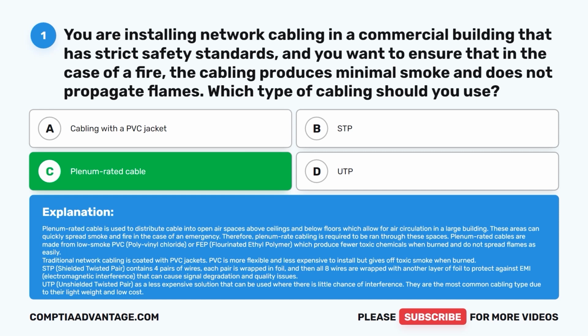Traditional network cabling is coated with PVC jackets. PVC is more flexible and less expensive to install, but gives off toxic smoke when burned. STP, shielded twisted pair, contains 4 pairs of wires. Each pair is wrapped in foil, and then all 8 wires are wrapped with another layer of foil to protect against EMI, electromagnetic interference, that can cause signal degradation and quality issues. UTP, unshielded twisted pair, is a less expensive solution that can be used where there is little chance of interference. It is the most common cabling type due to its light weight and low cost.